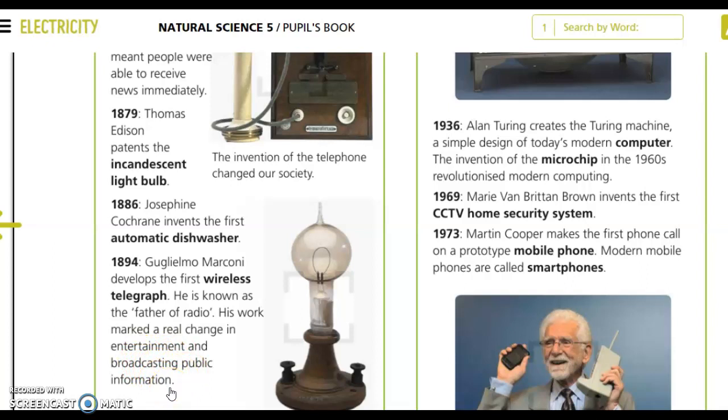Okay, so up to here, do you understand everything? Broadcasting public information means that it's for all the public, okay, and that could be everybody could receive it. Broad means a lot of distances. Wireless telegraph. Wireless means without cables, okay.